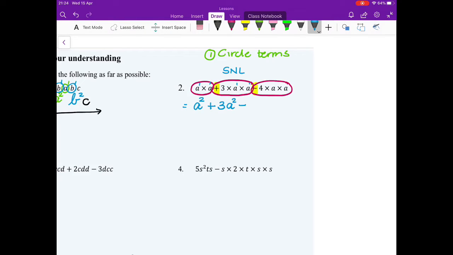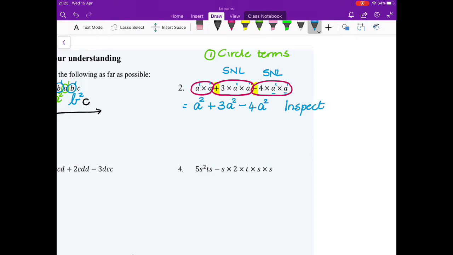Look at the next one. I only have a negative, so it's going to be negative. So I've done my signs. Now I'm going to do numbers. I only have a 4. I look at my variables. I've got an A and an A, same base. Write down the base and add exponents.